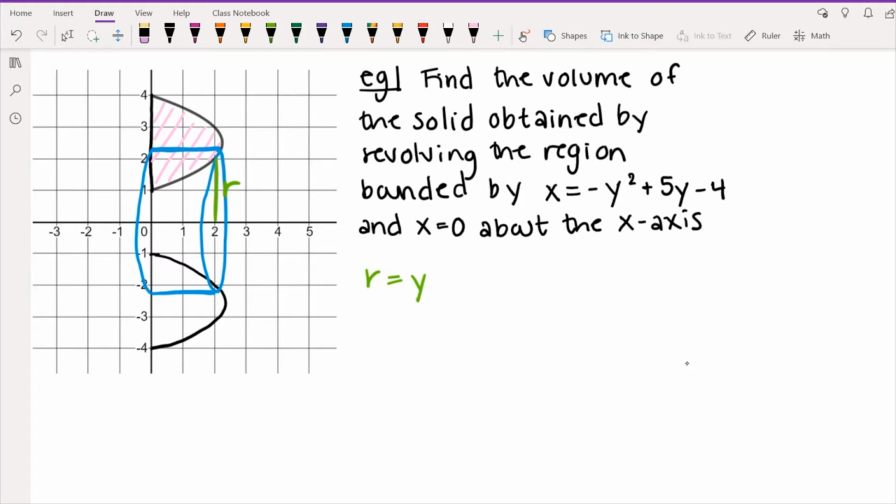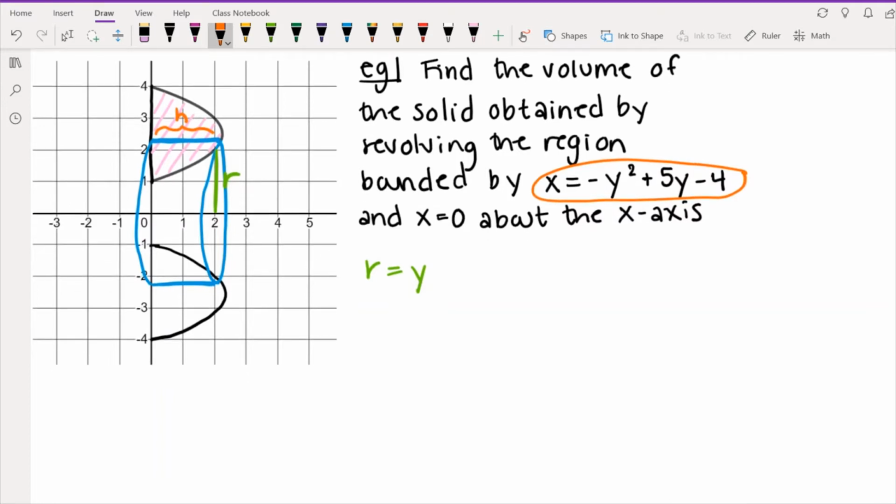So the radius is just y. And then what's the height going to be? This time the height is an x value, not a y value, because things are kind of flipped sideways. How would you obtain that x value? By plugging the y value into this function. So for example, if right now we're at maybe 2.2 as the y value, and that's our radius.